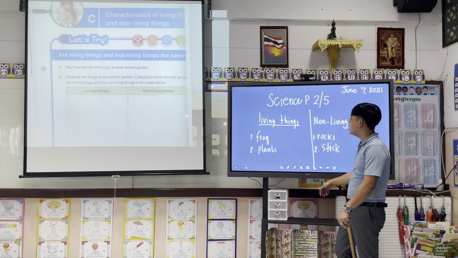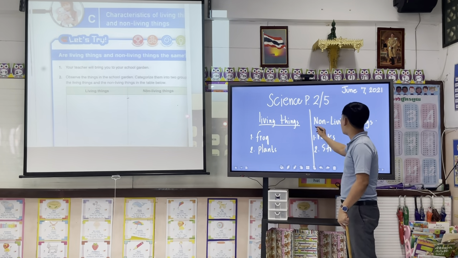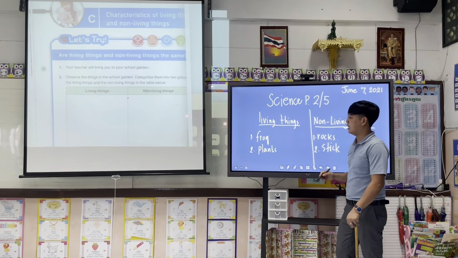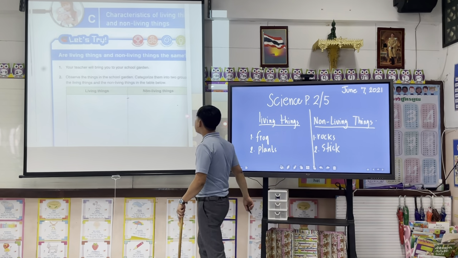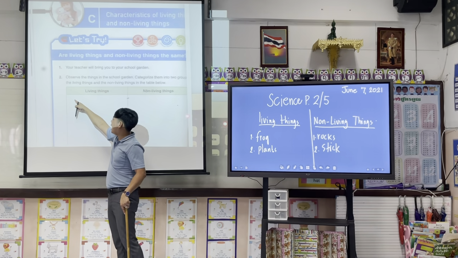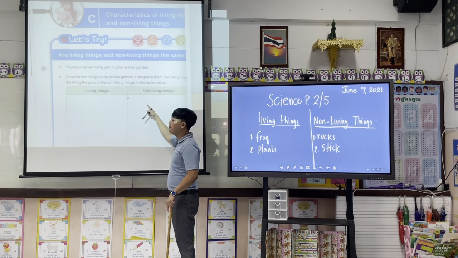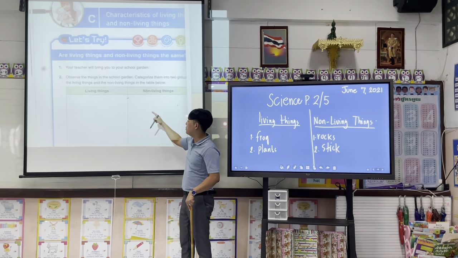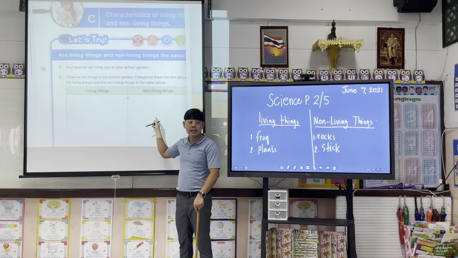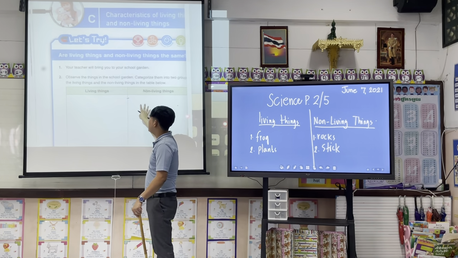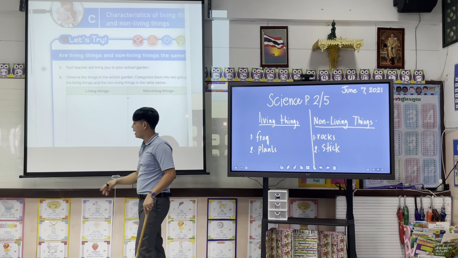So these are some examples of living things and non-living things that you will see in your garden. You need to write only five living things and five non-living things. You just write, no need to draw. You understand? Okay, so write it in your book.